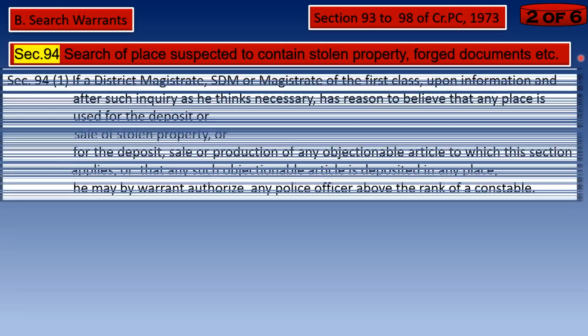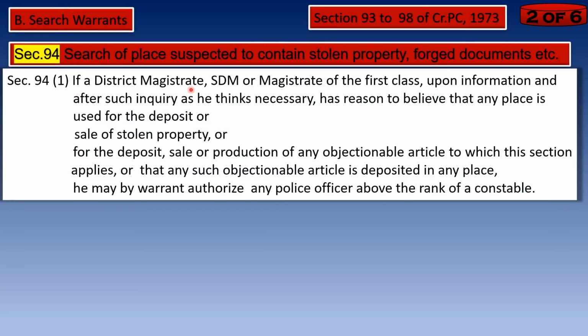Subsection 1 of Section 94 says if a district magistrate, subdivisional magistrate, or magistrate of first class, upon information and after such inquiry as he thinks necessary, has reason to believe that any place is used for the deposit or sale of stolen property or for the deposit, sale, or production of any objectionable article to which this section applies, or that any such objectionable article is deposited in any place, he may, by warrant, authorize any police officer above the rank of a constable regarding the following.